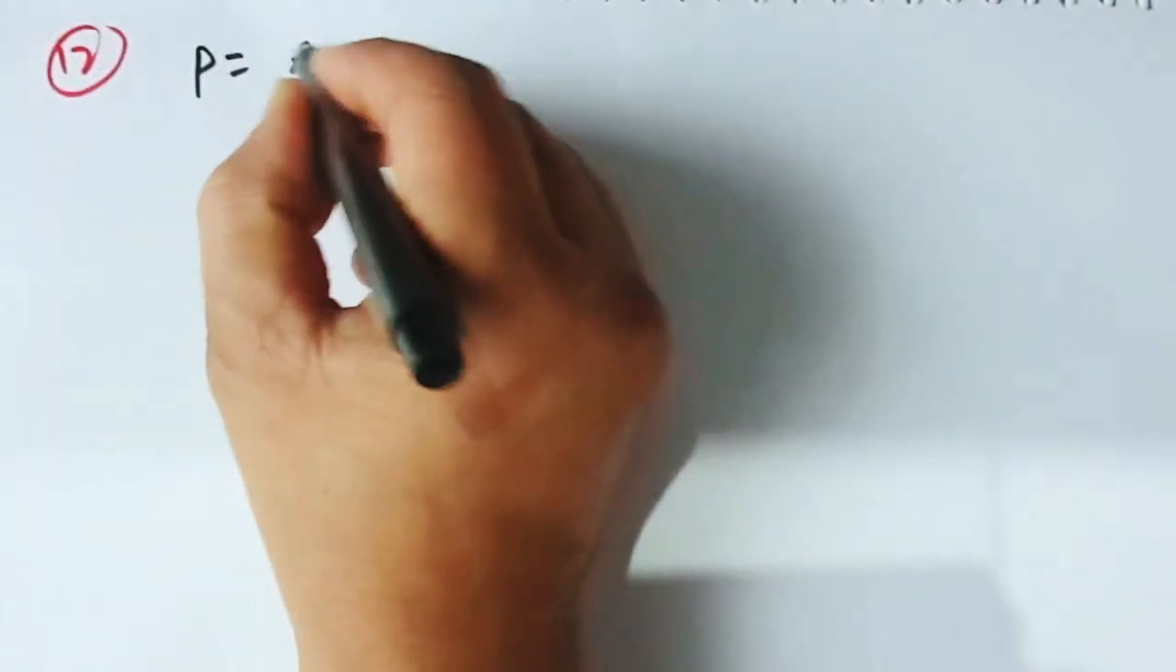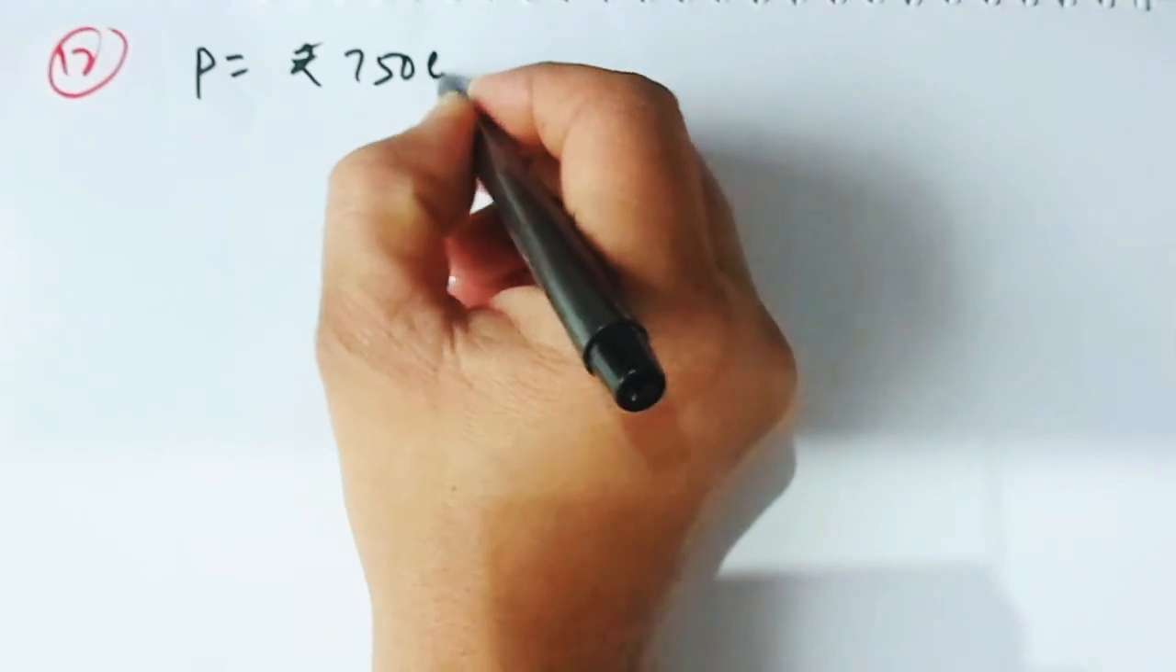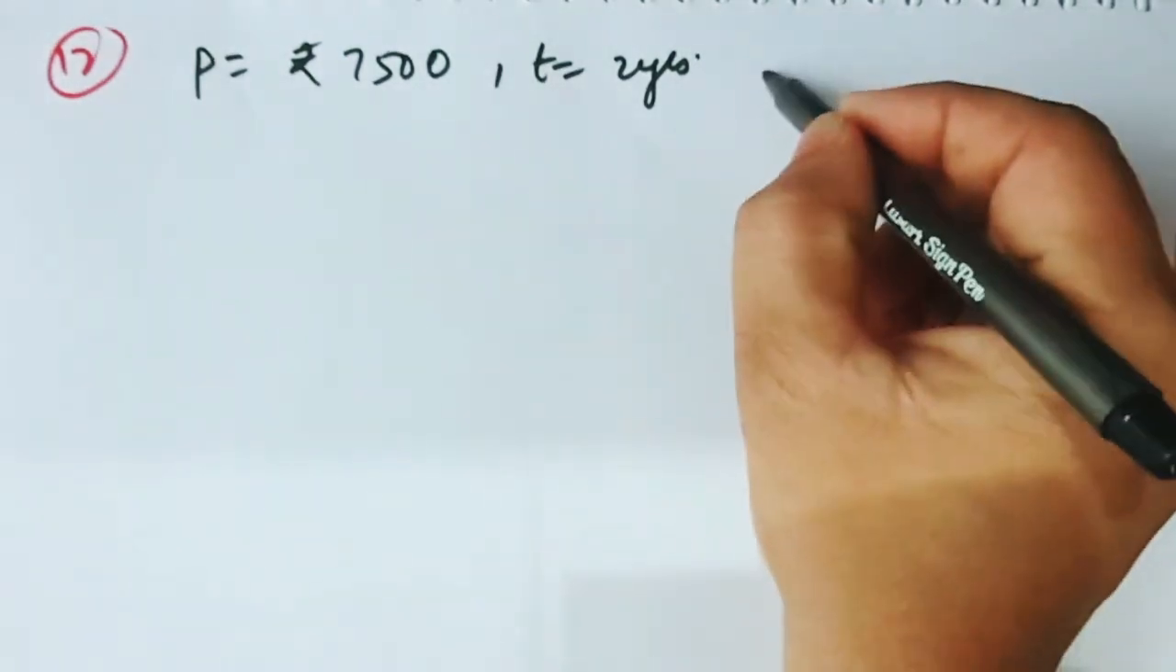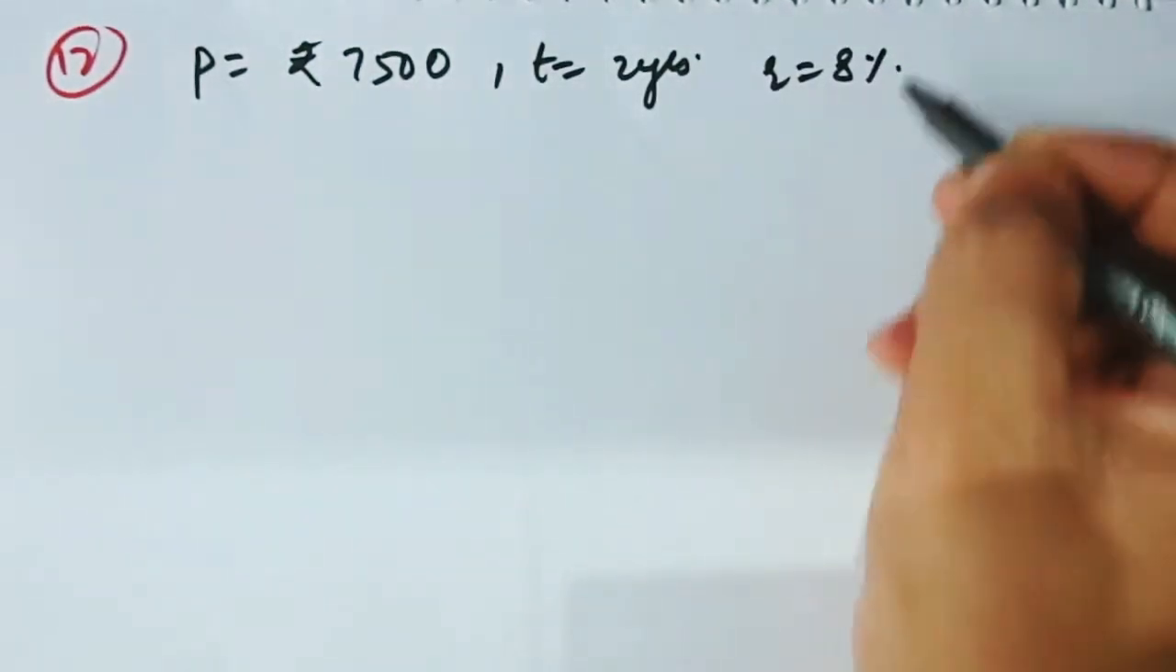Come on, let's start with number 12. In number 12, what do we have? Calculate the difference between the compound interest and the simple interest on rupees 7500. The principal is equal to rupees 7500. Time is equal to 2 years. Rate is equal to 8%.